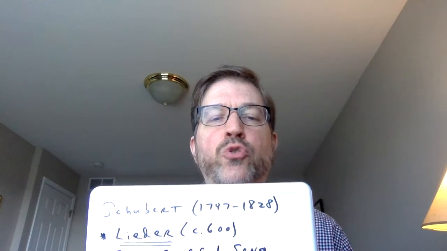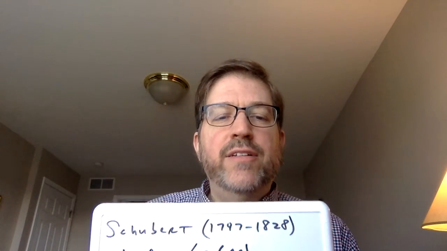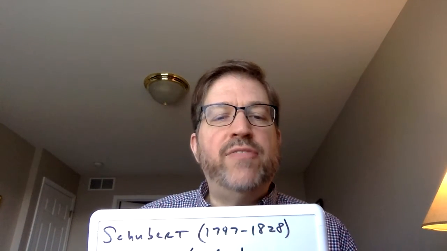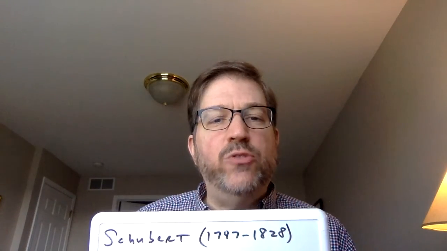Welcome back, everyone. For today's lesson, we're going to focus on one of my favorite composers of the early Romantic period, the Viennese composer Franz Schubert. So here you see Schubert's birth and death dates, born in 1797, died in 1828. So he died at the age of 31.